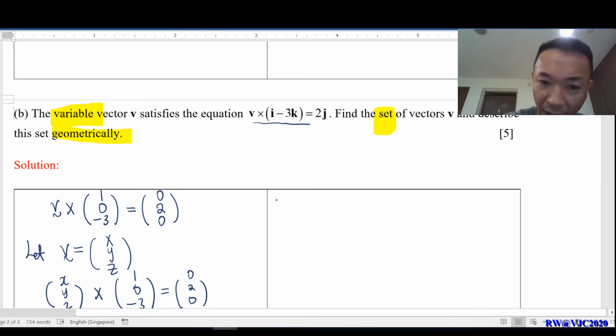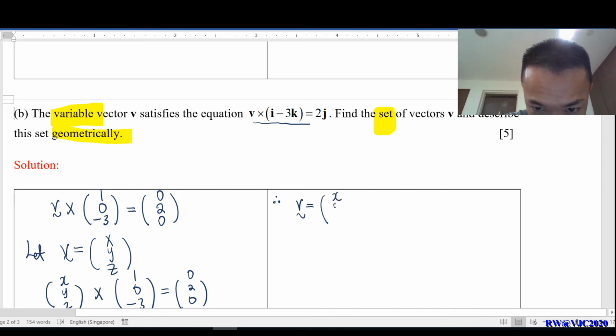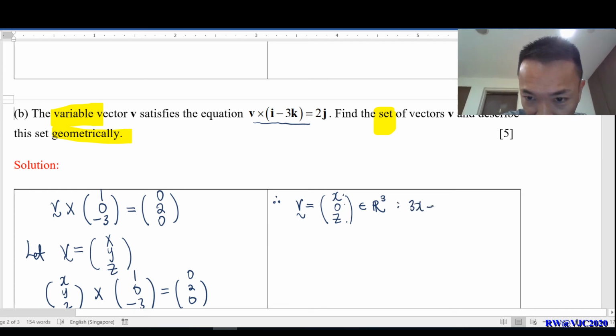Therefore, can we say V equals to (x, 0, z), don't need to use y already because y is 0, correct? To be more precise, we write that this is in R cubed, meaning there are 3 values here, such that 3x plus z equals to 2.